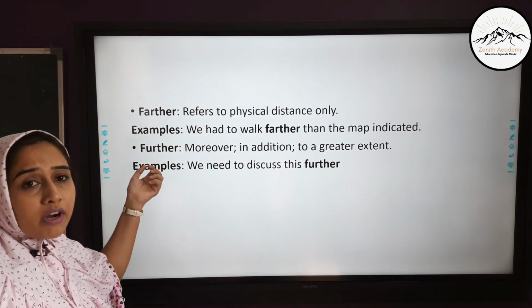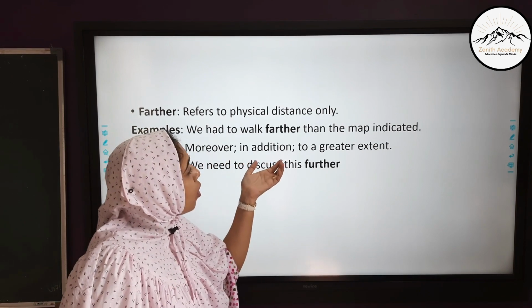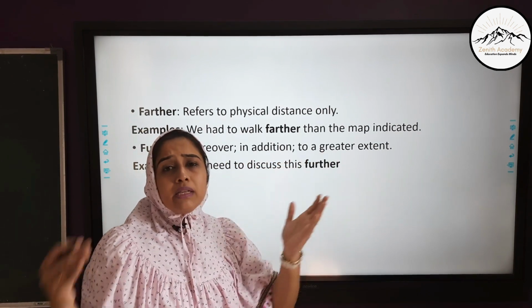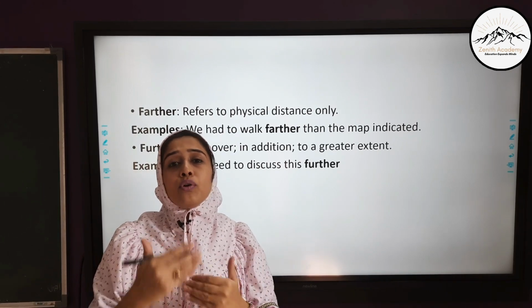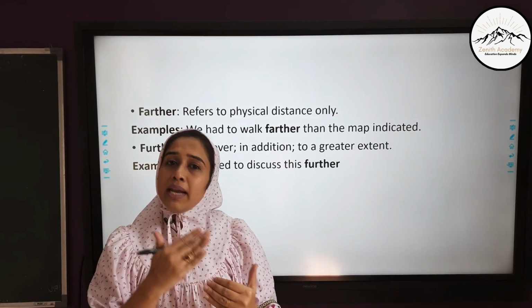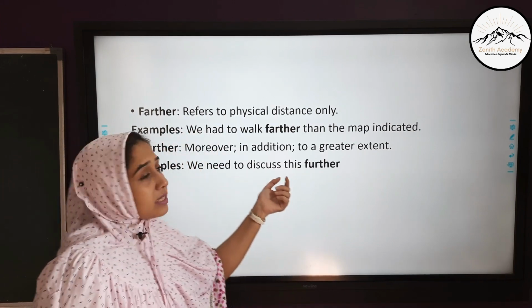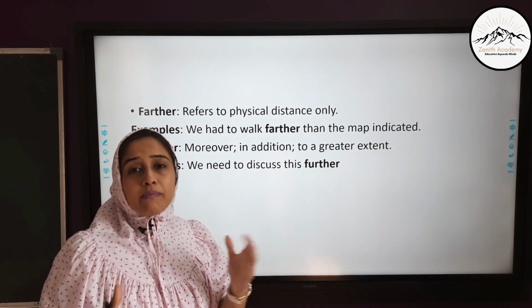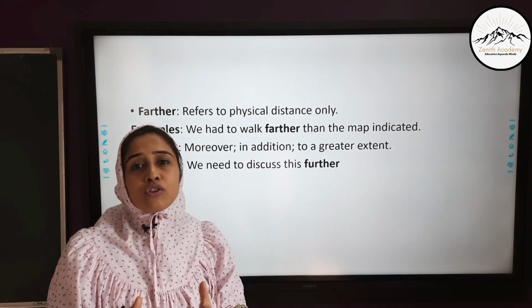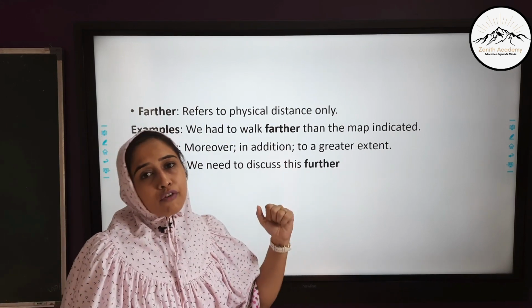The next word is further. The word further means in addition or to a great extent. It does not show physical quantity or physical distance, but we come to know that something additional has been added to what we were talking about. We need to discuss this further. Here we physically cannot see the discussion, but we come to know that the discussion has not ended, we have to extend it. So this is also the comparative form.